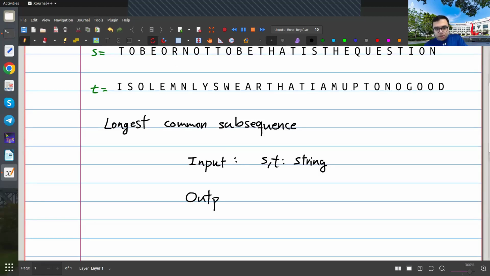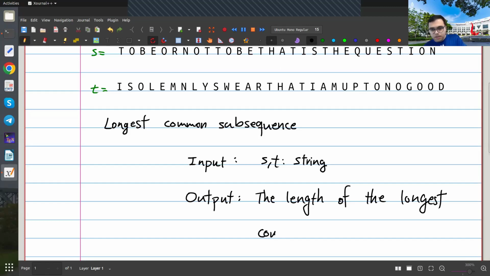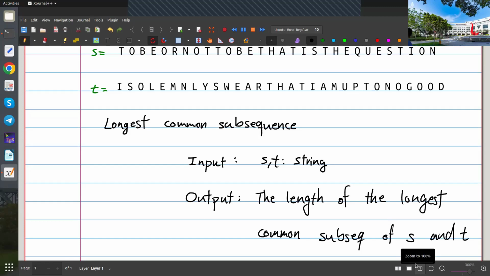And as the output, I want you to write the length of the longest common subsequence. So what is the longest string that is both a subsequence of S and a subsequence of T? You should write its length. Again, it can also be that I'm asking you for the string itself.